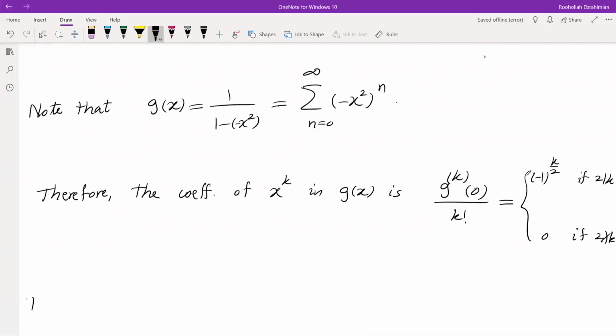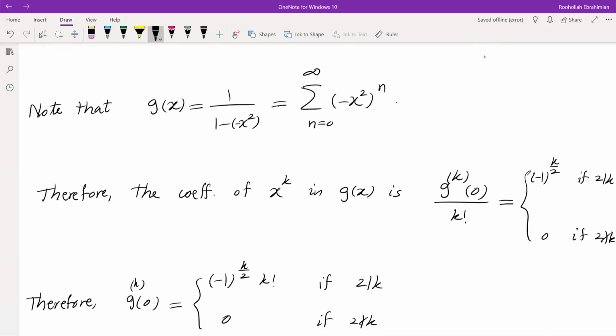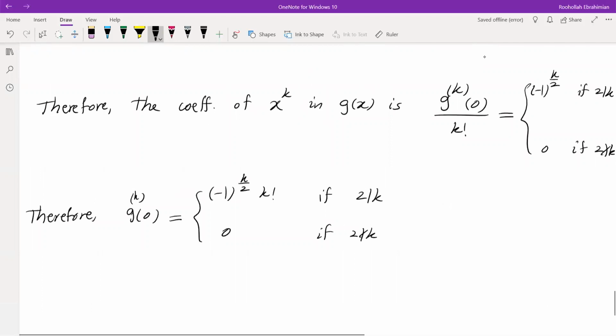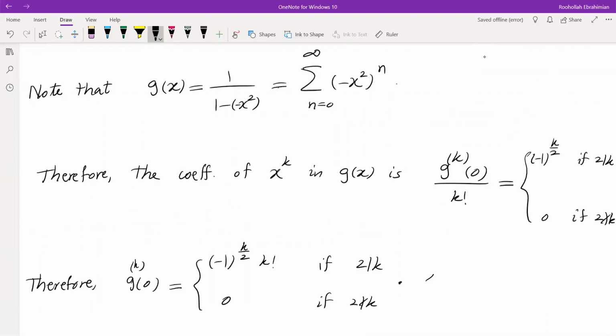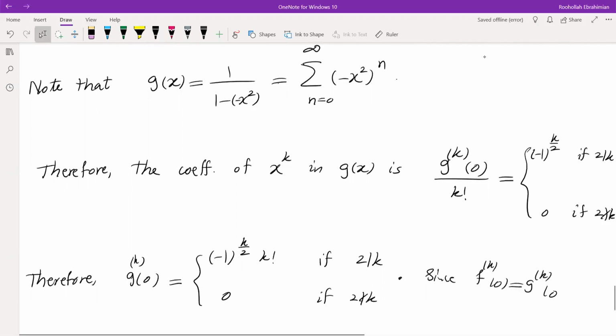Therefore, g^(k) of 0 is equal to negative 1 to the power of k over 2, k factorial, if 2 divides k, and 0 if 2 doesn't divide k. And since f^(k) of 0 equals g^(k) of 0, we are essentially done.